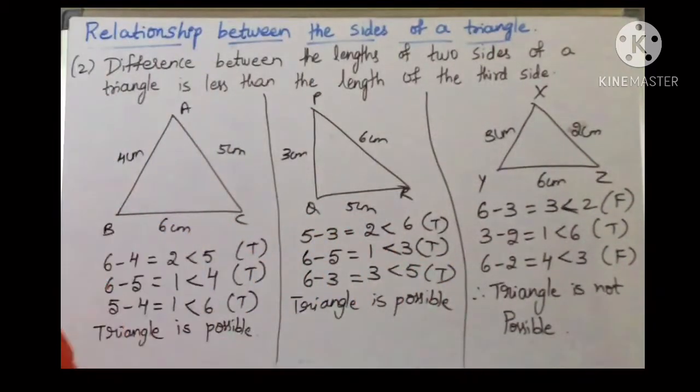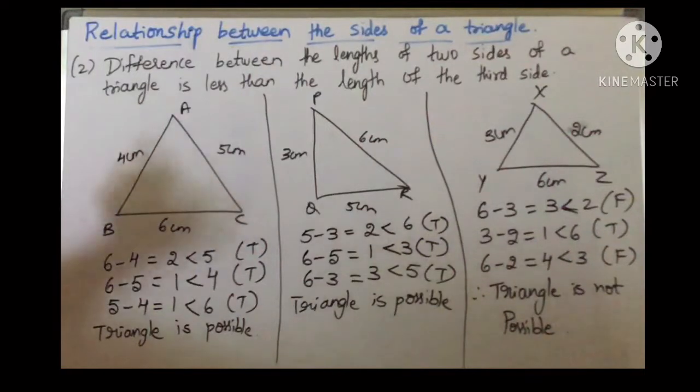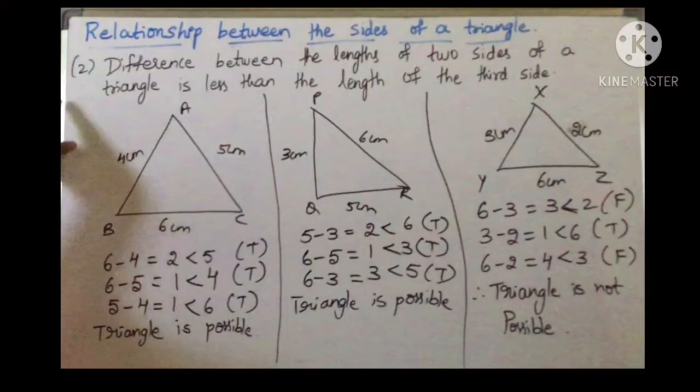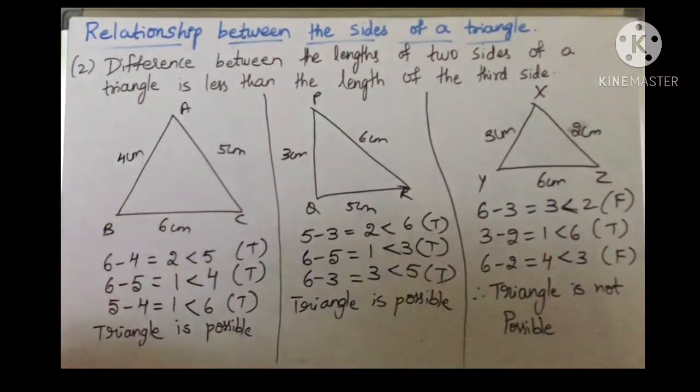So, very important properties, children. Before, if they are asking you to check whether a triangle is possible or not, based on angles, you should add the three angles, and you should get 180. If you are getting more than 180, a triangle is not possible. If you are getting less than 180, also a triangle is not possible. Based on sides, the sum of the lengths of two sides of a triangle should be greater than the third side, and the difference of two sides of a triangle should be less than the third side.